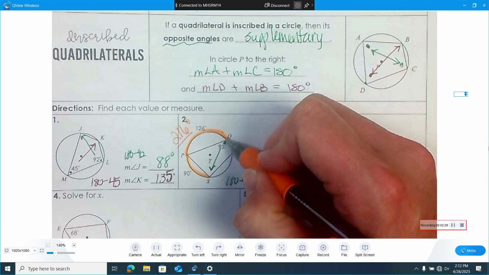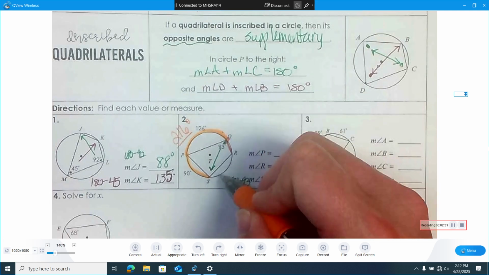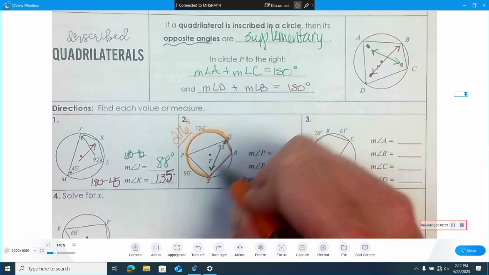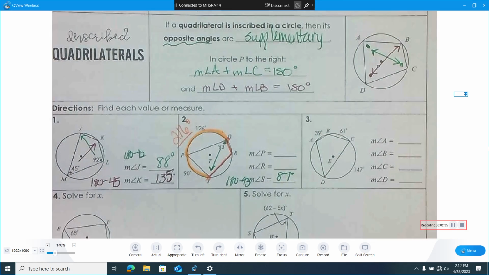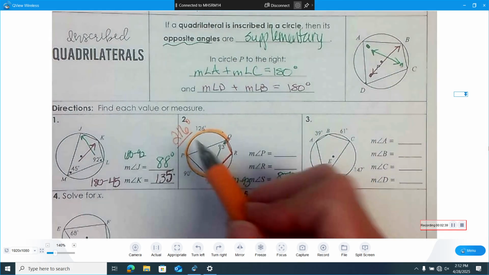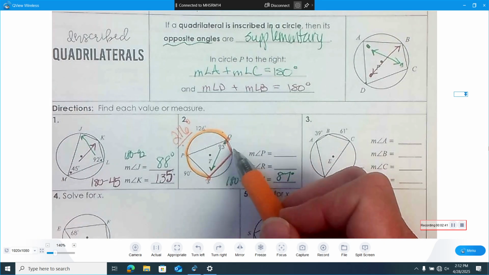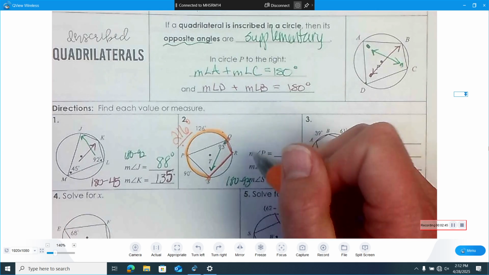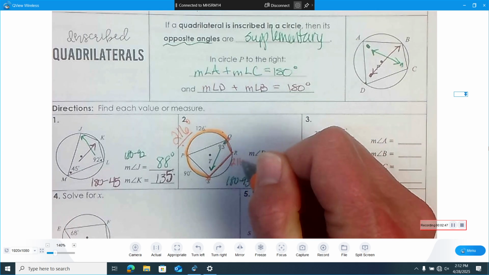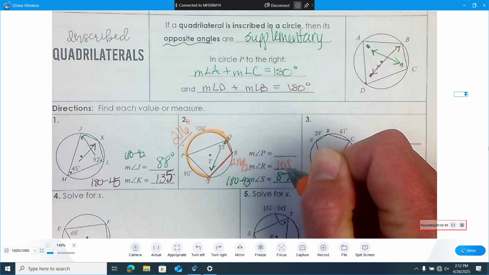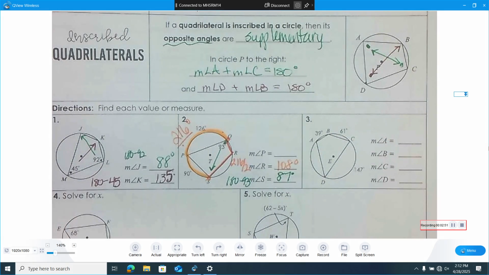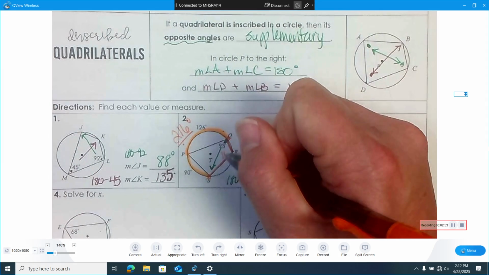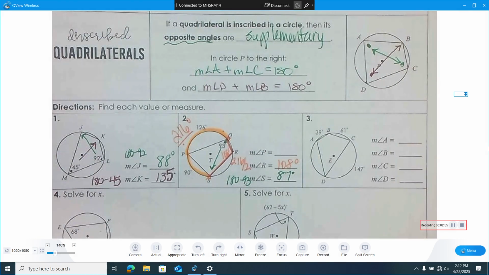And if you'll notice, that happens to match up with this inscribed angle R here. So I have nice little inscribed angle R. If the arc is 216, what's the measure of angle R? 108. How'd you get 108? Divided by 2. 216 divided by 2 is 108 degrees. So measure of angle R is 108.